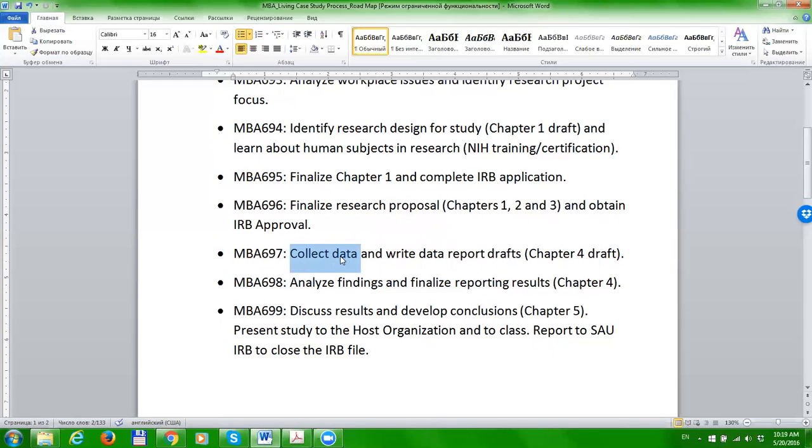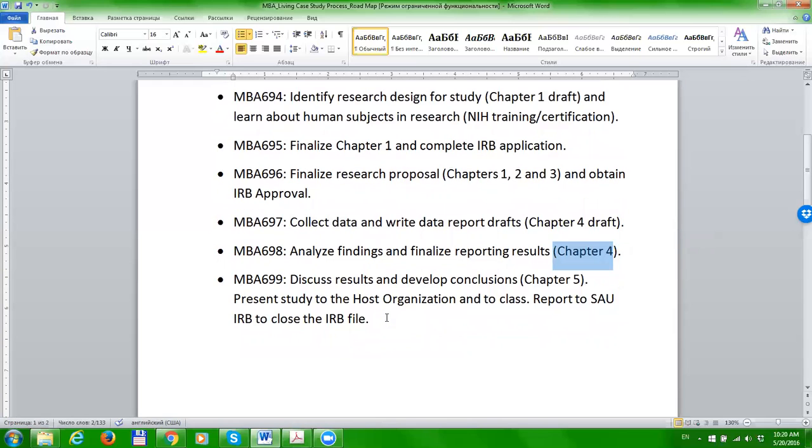Please be aware that you cannot collect any data from human subjects without IRB approval. Only after IRB approval can you start to interview people or conduct your survey to collect data from human subjects. So during 697, you will collect data and you will write a data analysis report. It will be your chapter 4 draft. In the following 698, you will complete your analysis of your findings and finish your chapter 4.